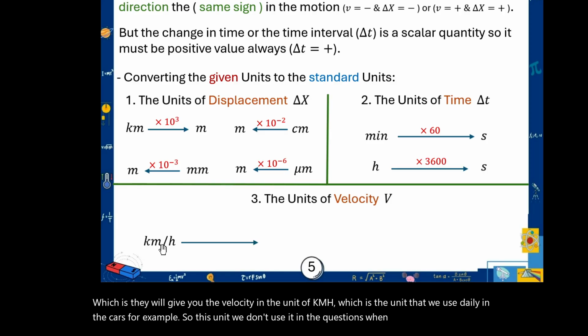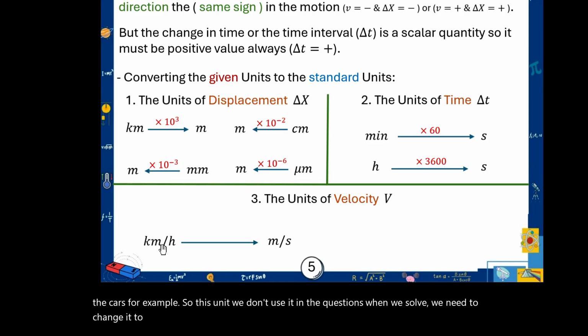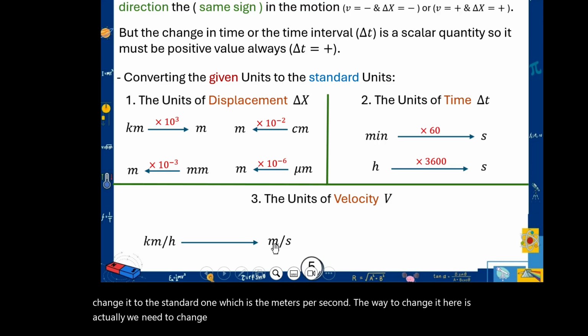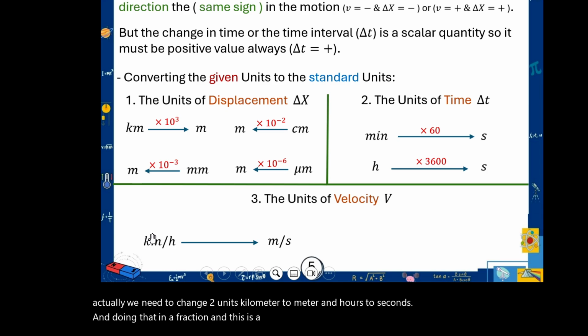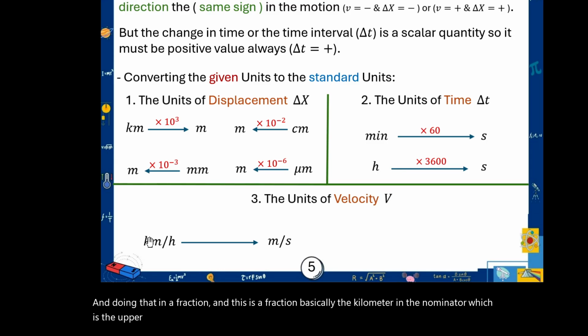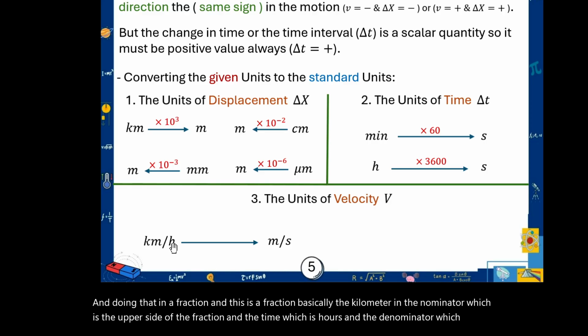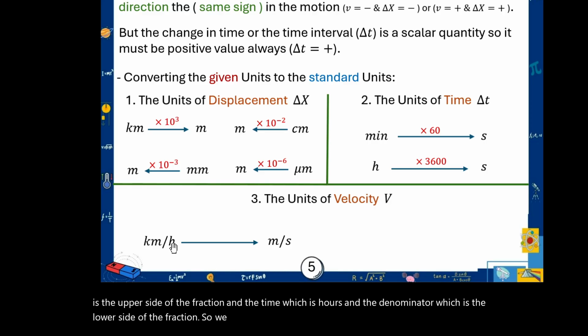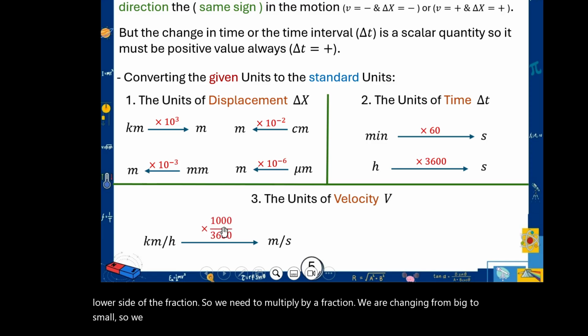We need to change it to the standard one, which is the meters per second. The way to change it here is actually we need to change two units, kilometer to meter and hours to seconds. And doing that in a fraction, and this is a fraction basically, the kilometer in the numerator, which is the upper side of the fraction, and the time, which is hours, in the denominator, which is the lower side of the fraction. So we need to multiply by a fraction.